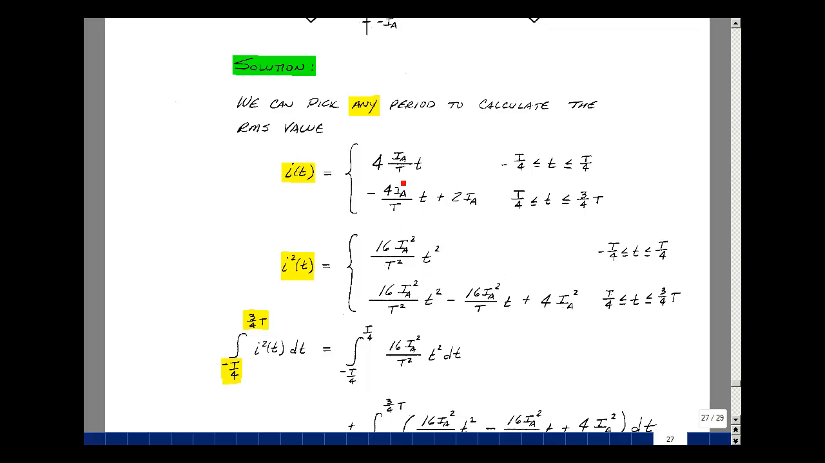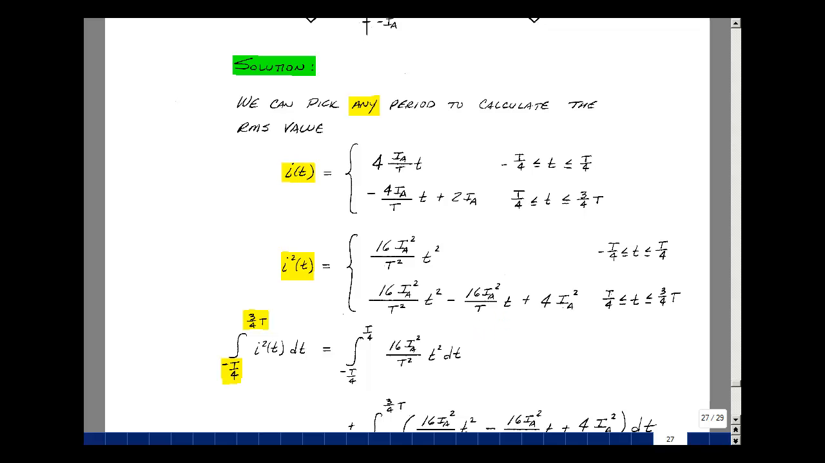This term over here, I'll have the first term squared, so I'll get the plus 16 I sub a squared over capital T squared times t squared. I'll also have this term squared, that's over here, 4 I sub a squared, and I've got the inner product times 2. So I'll get a minus 8 times 2, or minus 16, and then I'll have I sub a squared divided by T, and then times little t.